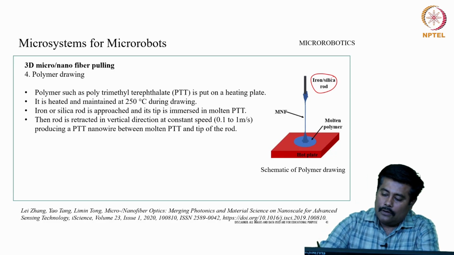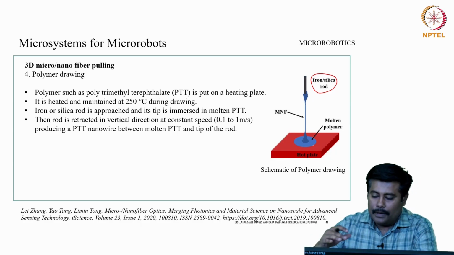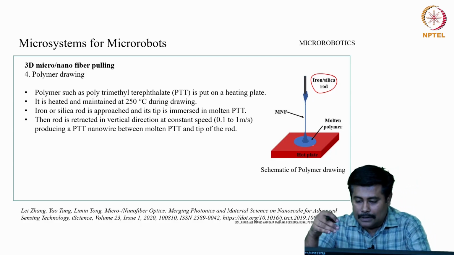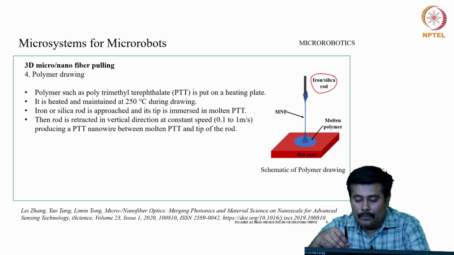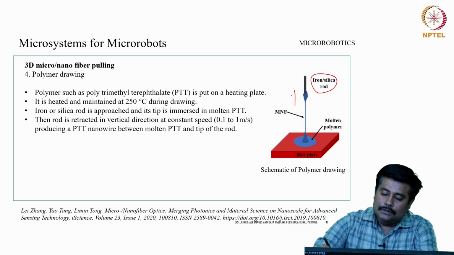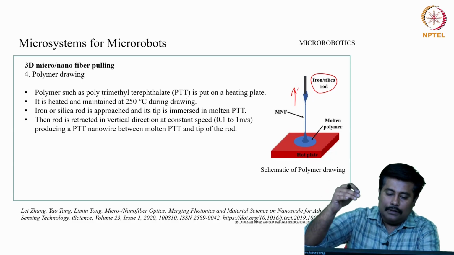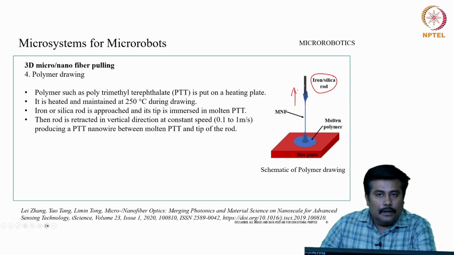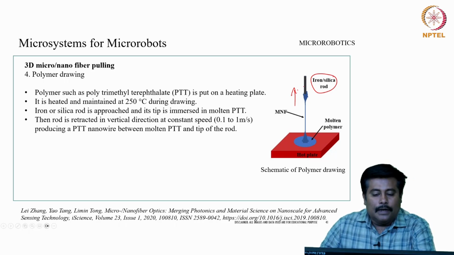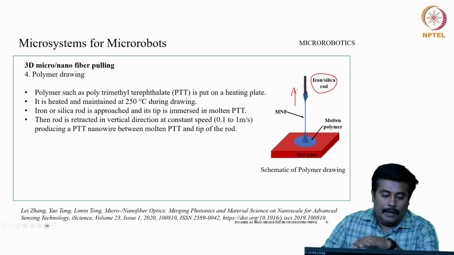have an iron silica rod in place, then there is a hot plate with a molten polymer placed over here. The iron silica rod is made to dip into the molten polymer and then it is kept in a static phase. So, a polymer such as poly-trimethylene terephthalate, PTT, is put on a heating plate. It is heated and maintained at 250 degrees Celsius during the drawing process.